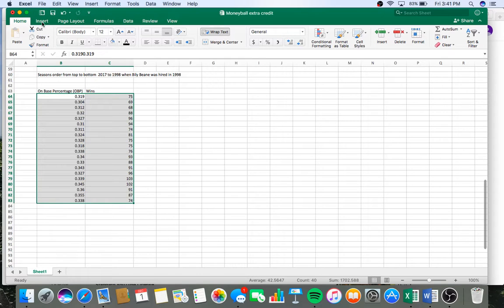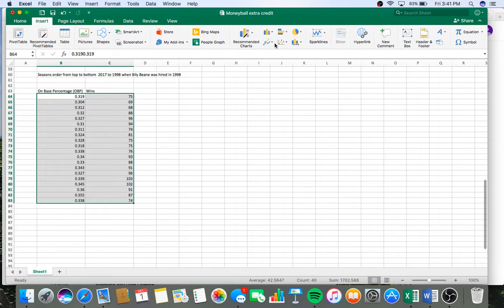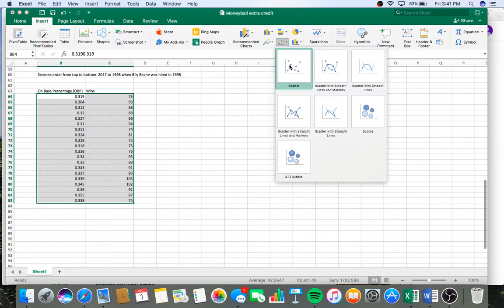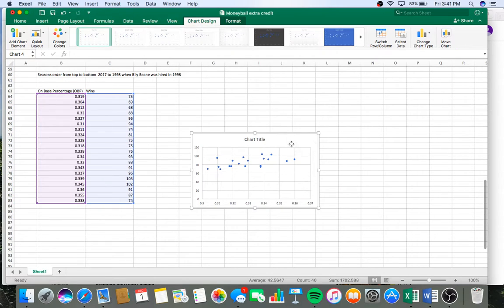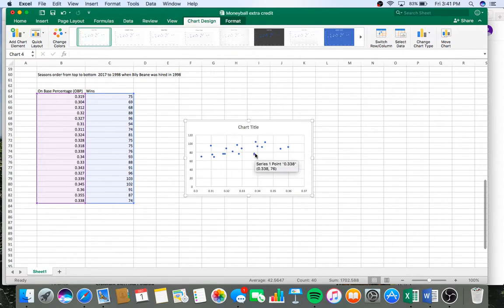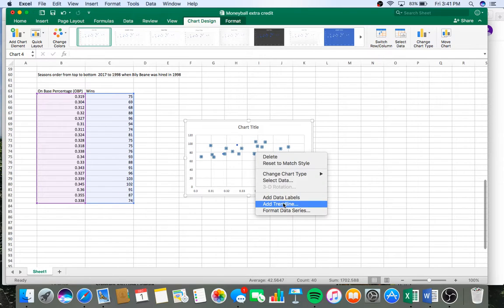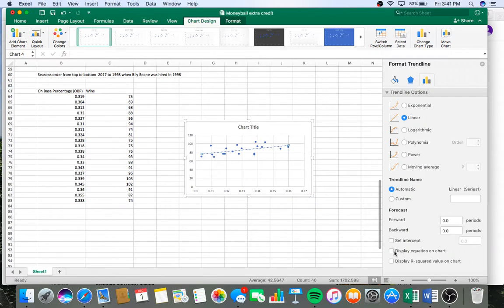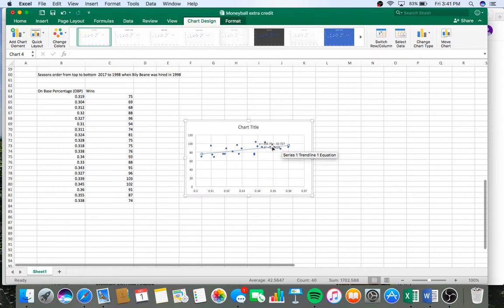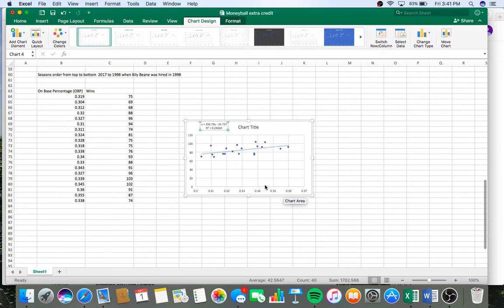So pretty much what you're going to do is insert a scatter chart. It gives you this. You're going to add a trend line, and we can display these on the chart. And it does indeed look like wins over here on the y-axis and on base percentage, which is over here, are positively correlated to some extent.